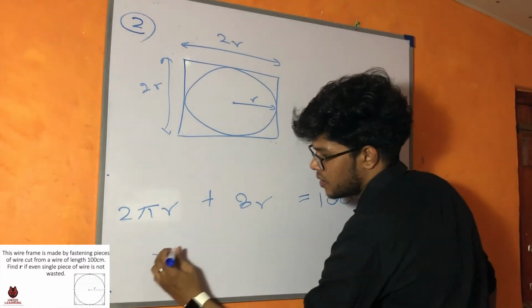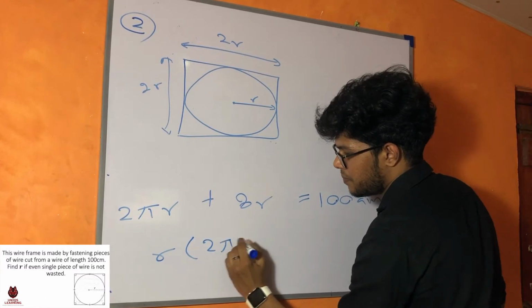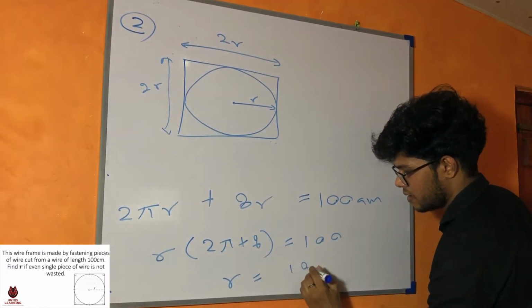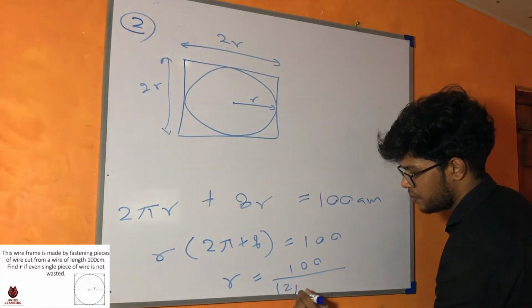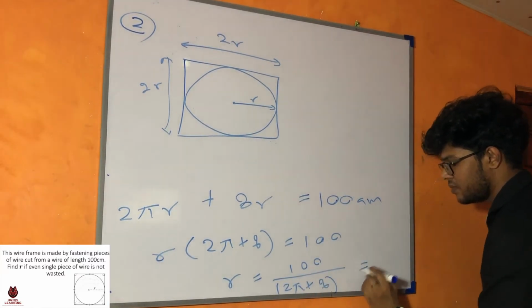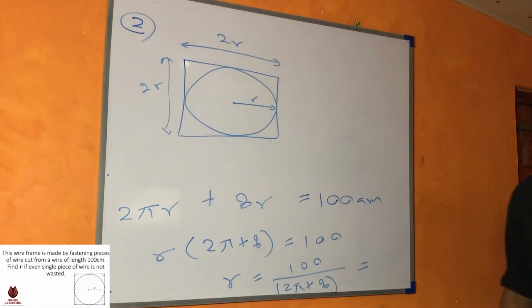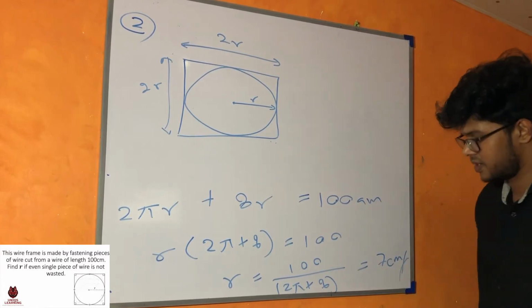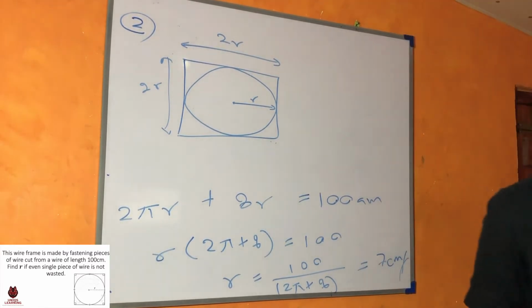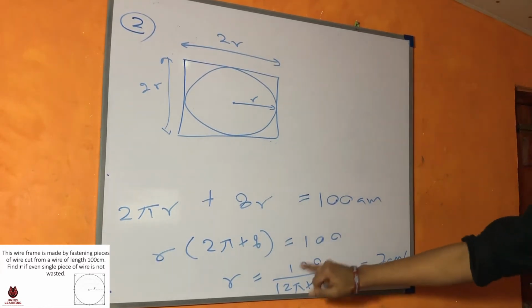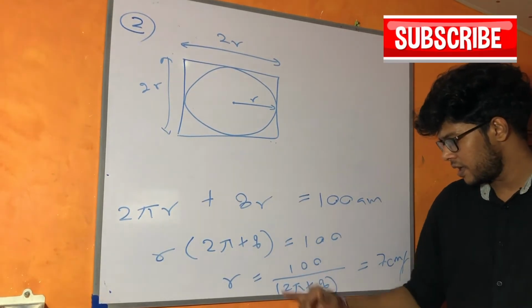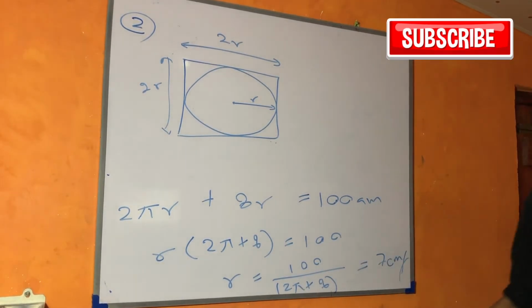Then you can take r out. So r times (2 pi plus 8) equals 100. Now you can simplify: r equals 100 divided by (2 pi plus 8). So you can simplify this to get the answer, 7 centimeters. I hope it's clear. It's not that difficult, the simplification part. Instead of pi, you can write 22 over 7. Then you can simplify and you will get 7 centimeters.